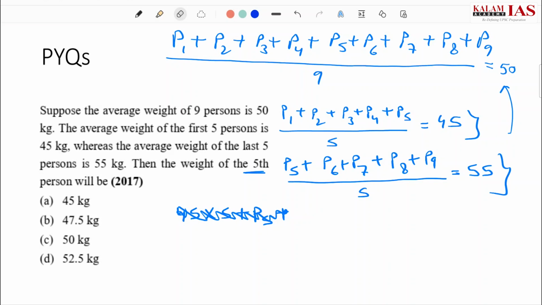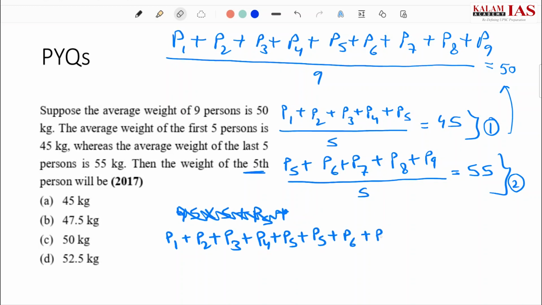Let's simply add these two equations, that is equation 1 and equation 2. We are adding these two equations. We will get P1 plus P2 plus P3 plus P4 plus P5 plus P5 plus P6 plus P7 plus P8 plus P9 equals 55 plus 45 into 5.